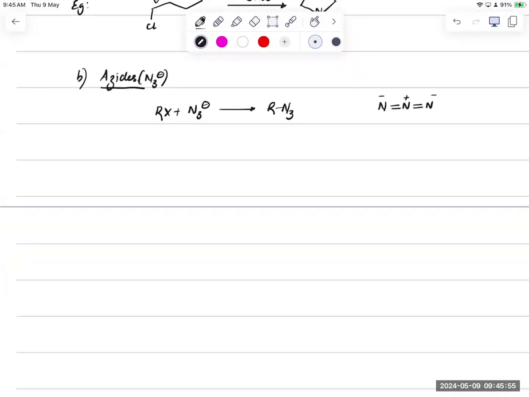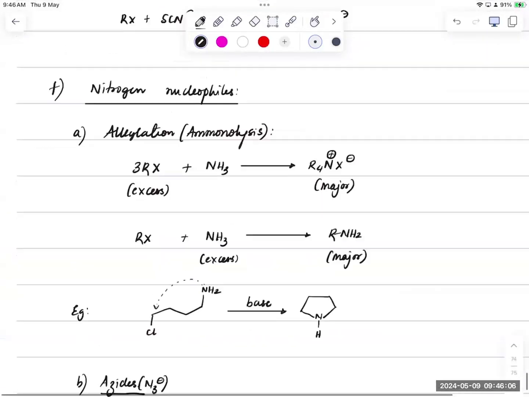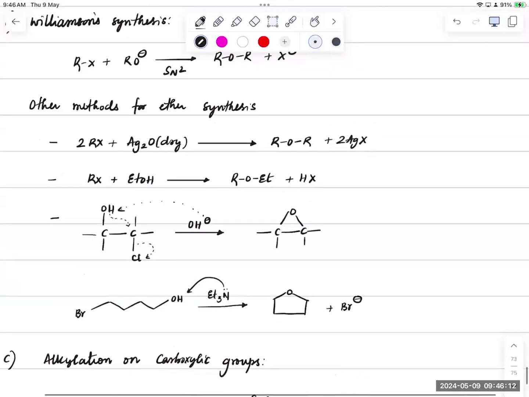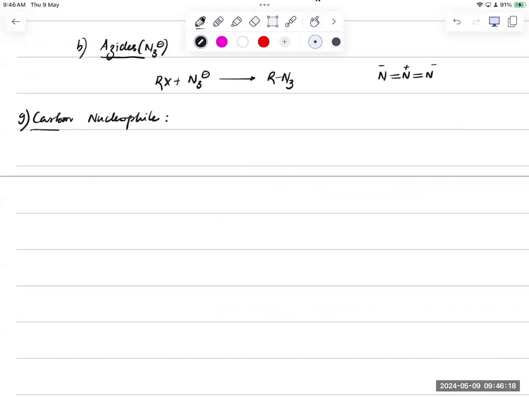Lastly, carbon nucleophiles. Carbon acting as a nucleophile is very rare, unless it is a triple bond. Double bonds and single bonds will only act like bases. So with plus R' X, this will become RC triple bond C R'. This is the reaction we can expect.